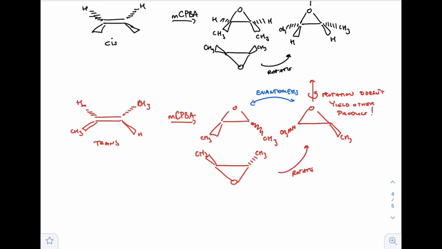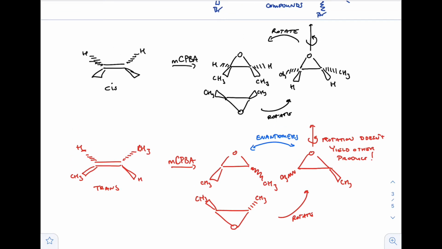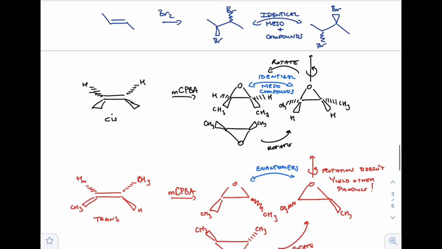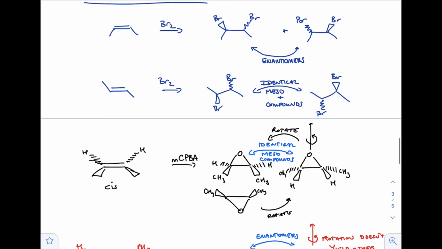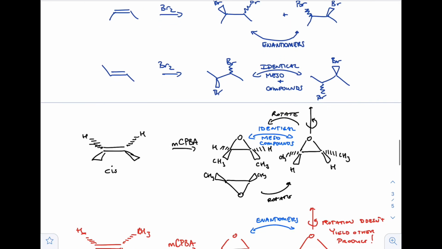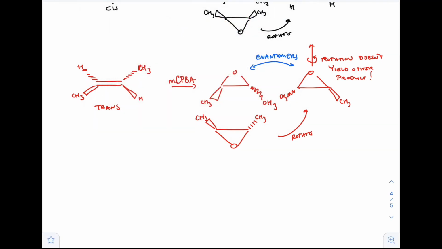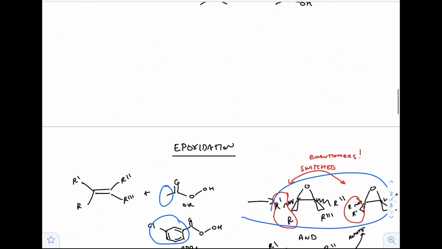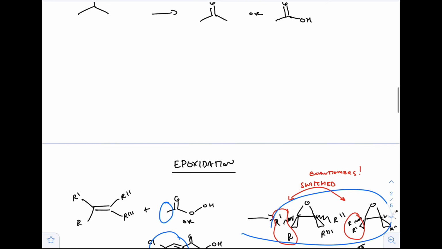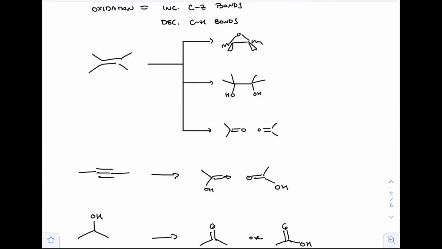And so that's, again, very much related to the bromination of cis and trans alkenes. One of them yielded enantiomers, and the other yielded identical meso compounds, okay? So here's the thing, though. Notice that the trans led to enantiomers in the epoxidation, but not in the bromination. So it's not all about memorization. Just know the mechanism, and then you can get to the product, and you're good to go.